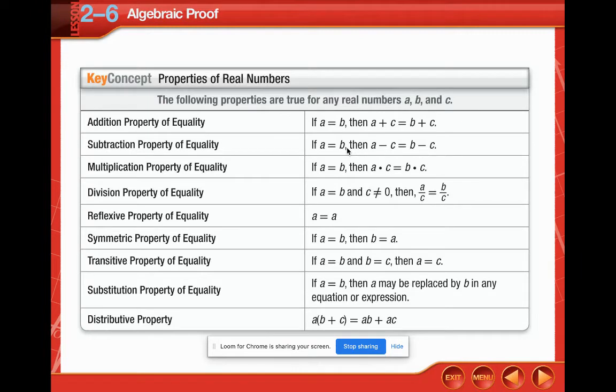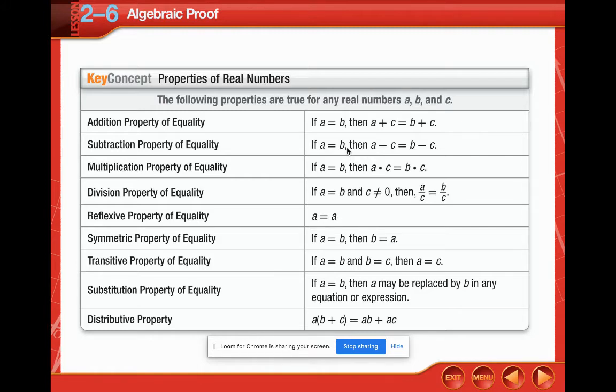Multiplication property of equality: if A equals B, then A times C equals B times C. Division property of equality: if A equals B and C does not equal 0, then A divided by C equals B divided by C. Reflexive: A equals A. Symmetric property of equality: if A equals B, then B equals A. Transitive property of equality: if A equals B and B equals C, then A equals C.